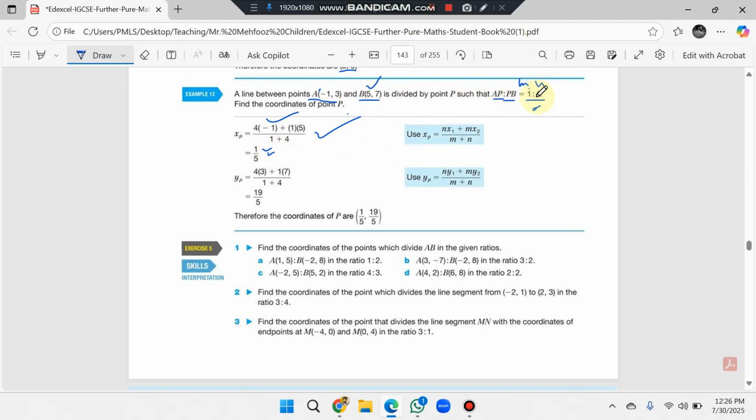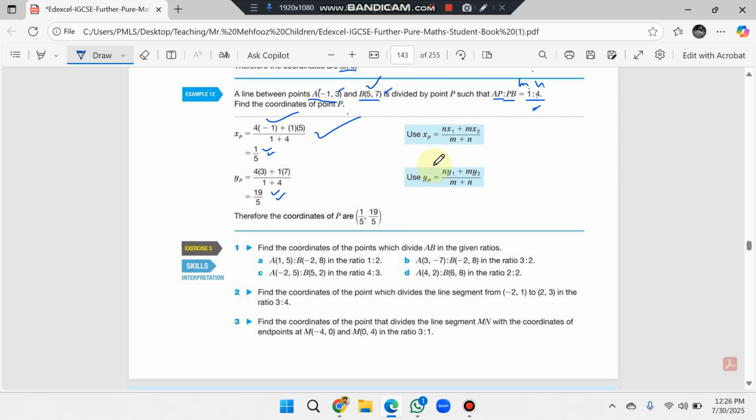Again, n times y1, that is 4 multiplied by 3, plus m times y2, that is 1 multiplied by 7. So it becomes 12 plus 7, 19. 19 over 5 is your y coordinate. So if you write in ordered pair form, your point becomes (1/5, 19/5). Do you have any problem in example 12?